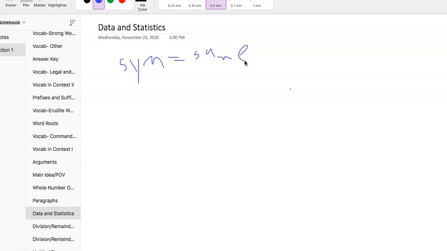Uniform distribution looks like a straight line and has no peaks. Right? That would be called uniform. Sorry about the handwriting. So that would be uniform.